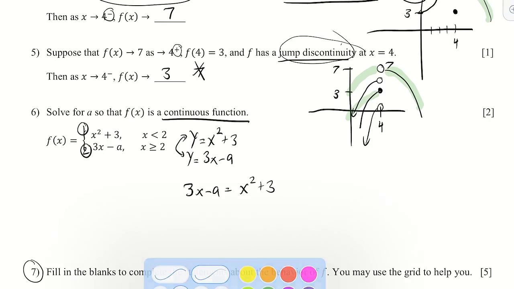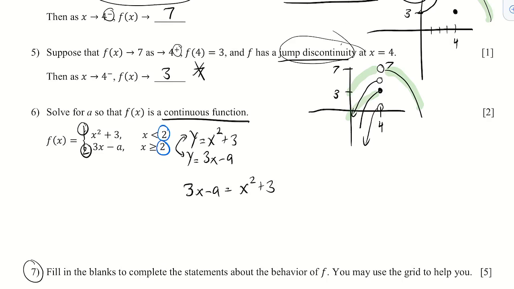Now, I also notice the x value is located at 2, right? So I do not even care if it's less than or equal to or greater than or equal to. That really doesn't matter. The only thing I need to know is that the switchover is at x equal to 2. So for every x value, I'm going to set it equal to 2. So 3(2) minus a is equal to (2) squared plus 3, and placing in that 2 value, I end up getting 6 minus a equals 4 plus 3.